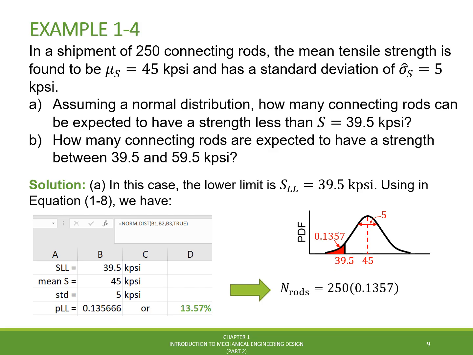So in order to find the exact number, all we need to do is to multiply this probability we just calculated here by the total number of connecting rods in the batch. If I multiply one number by the other, I'm going to find that approximately 34 rods will have tensile strength less than 39.5 kpsi.